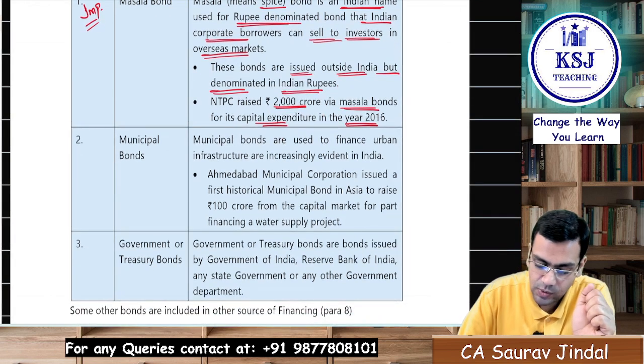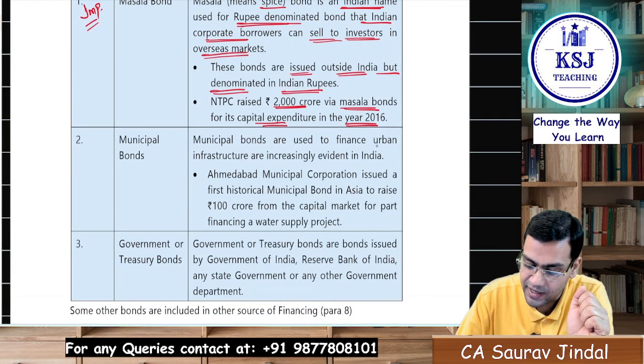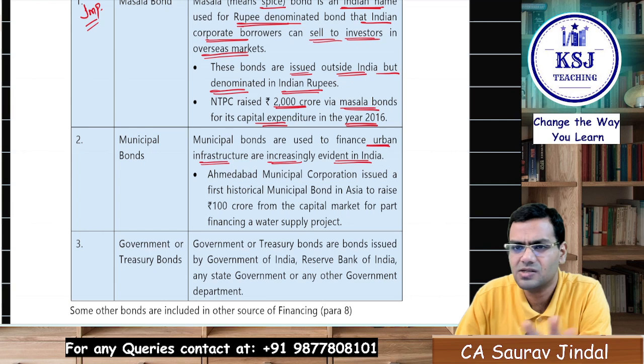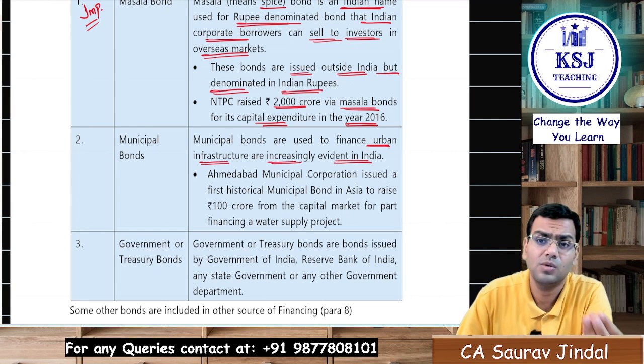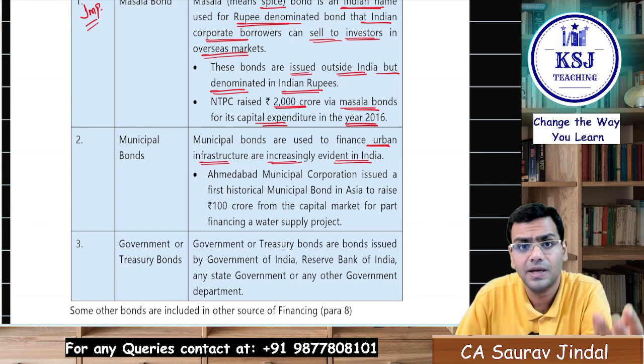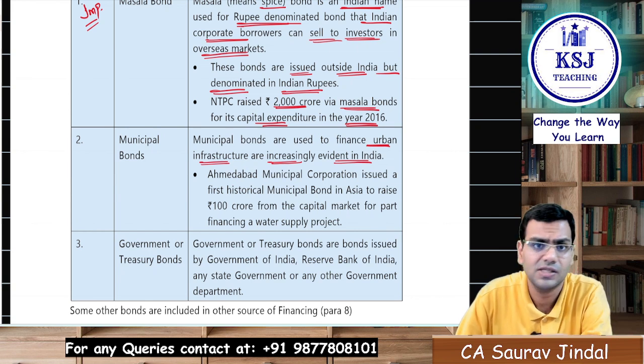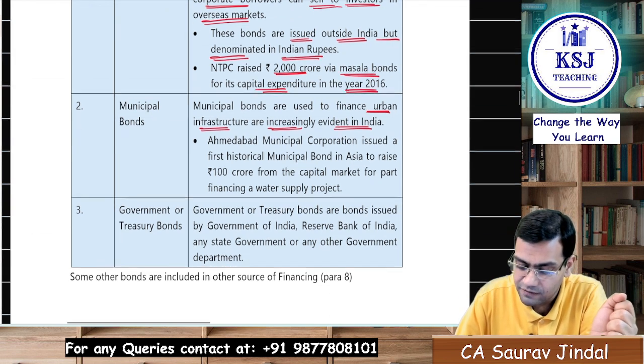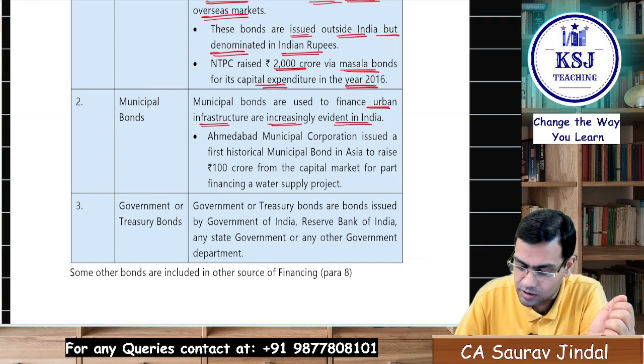Right? Next one is the municipal bonds, which are used to finance urban infrastructure and are increasingly evident in India. The Ahmedabad municipal bond, now this is not important. Municipal bonds are for the purpose of urban infrastructure, maybe the highways, the malls and everything, right? For that the companies can issue the bonds, right?